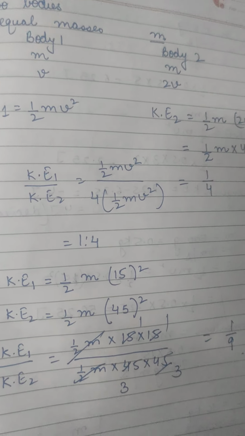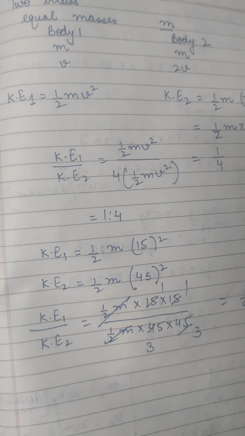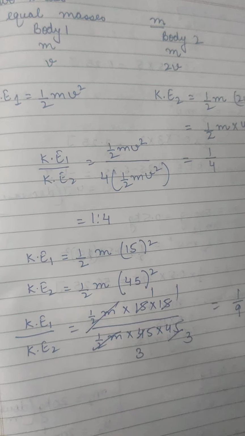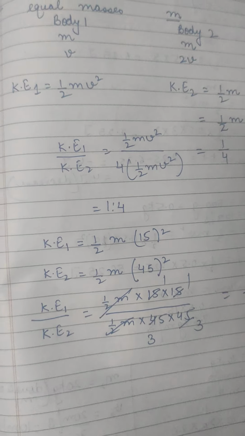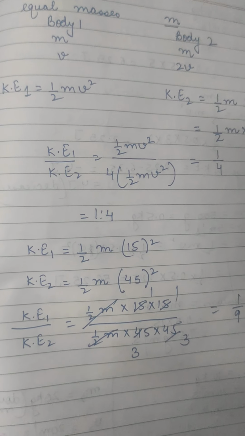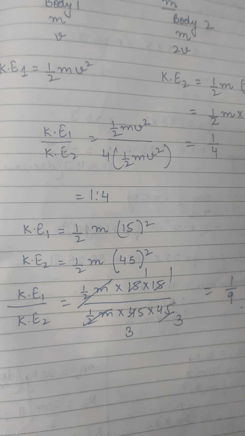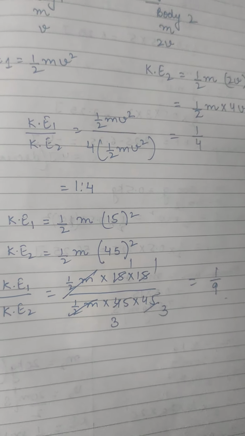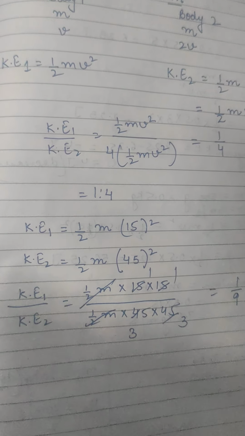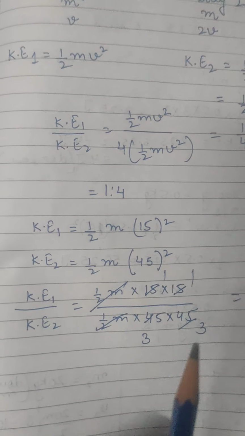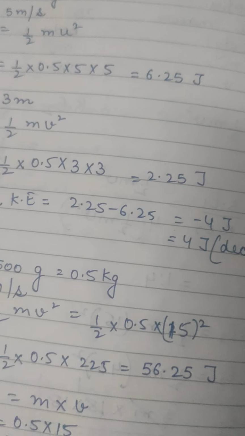14th question. A car is running at a speed of 15 km per hour while another car is similar, so it means masses are the same, and is moving at a speed of 45 km per hour. Find the ratio of their kinetic energies. Simply kinetic energy 1 upon kinetic energy 2. Putting down all the values, solve the calculations. No need to find any m or put any value. m will get cancelled with m because they are saying similar cars, so the mass will remain the same. So the answer comes out to be 1 upon 9.